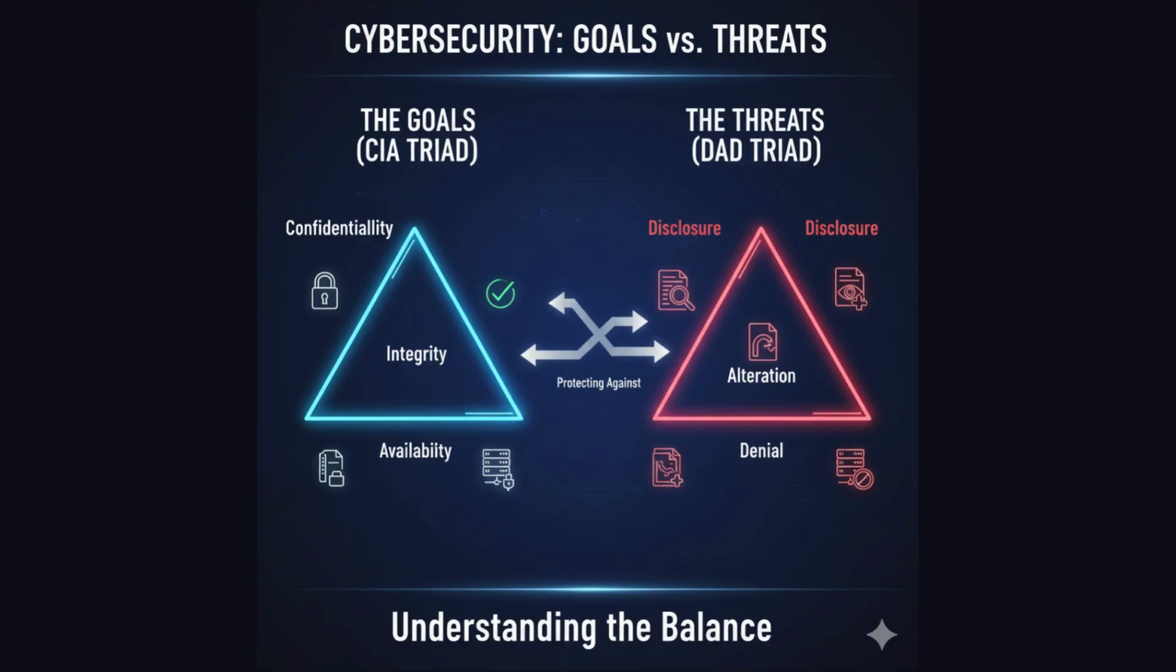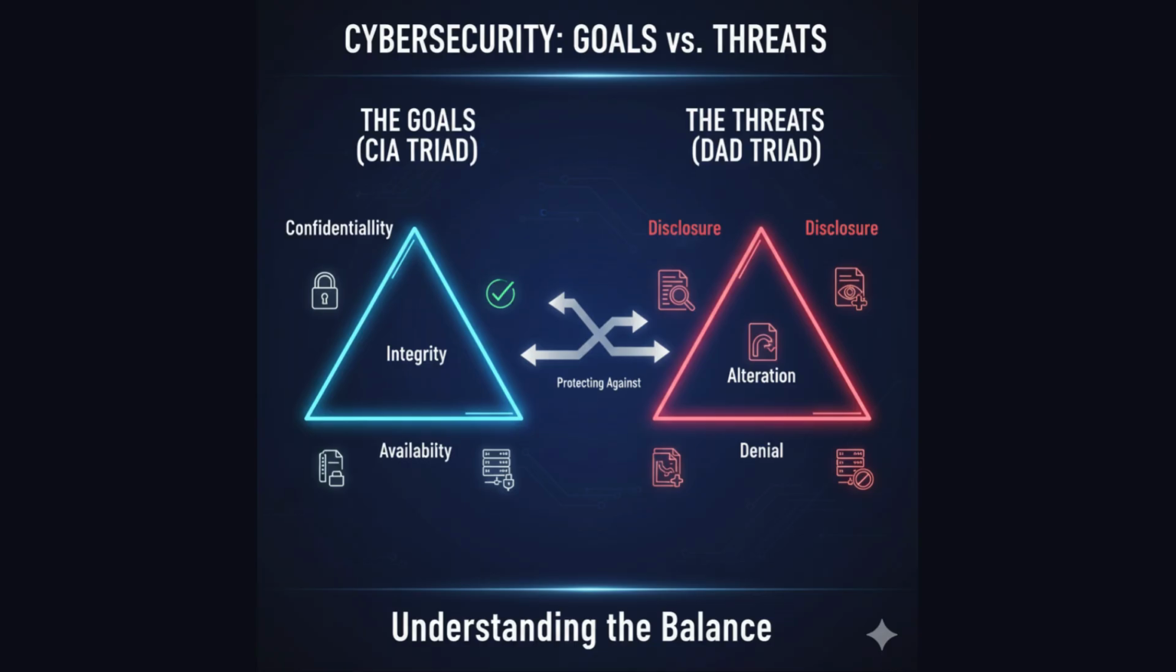Think of DAD as the cybercriminal's job description. Here is how DAD maps directly to CIA. D, disclosure. If we fail confidentiality, we get this. This is the threat of sensitive information being exposed to unauthorized people. It directly attacks confidentiality. If a hacker steals a client list, that is disclosure.